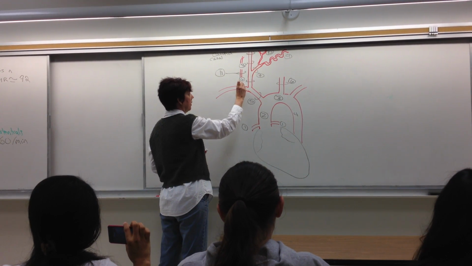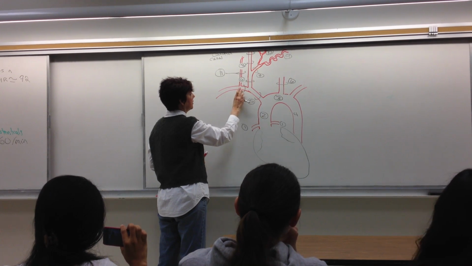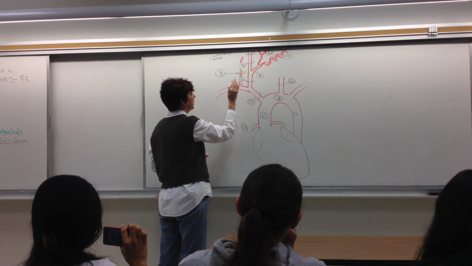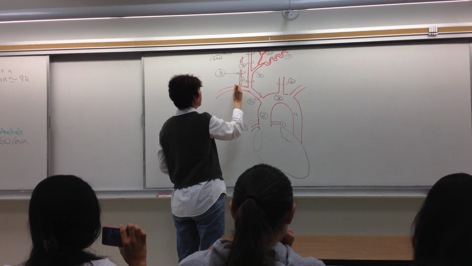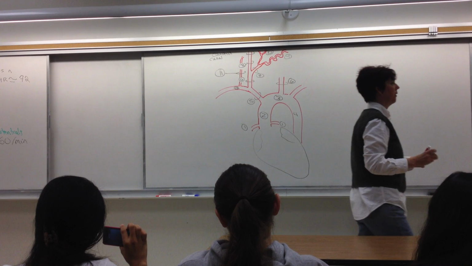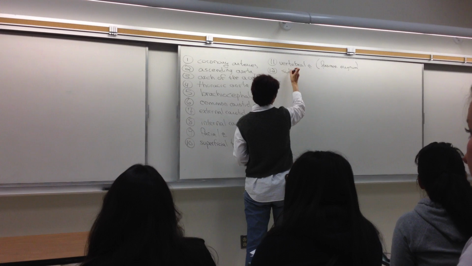This branch right here is in fact, I'm just going to write the number inside the vessel. Give myself some room. Subclavian artery. So the vertebral arteries are branches off of the subclavian.